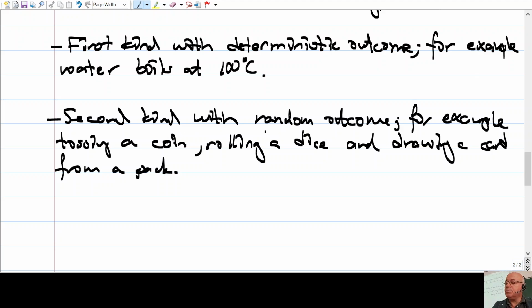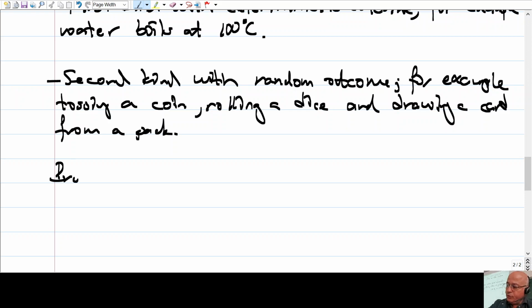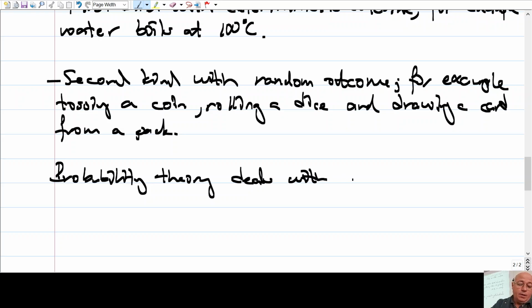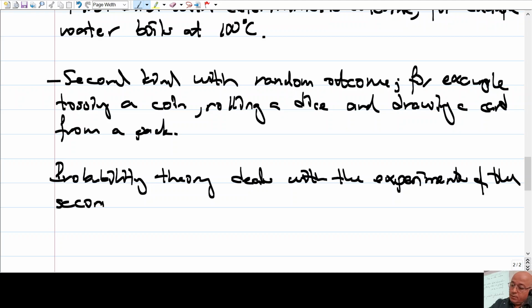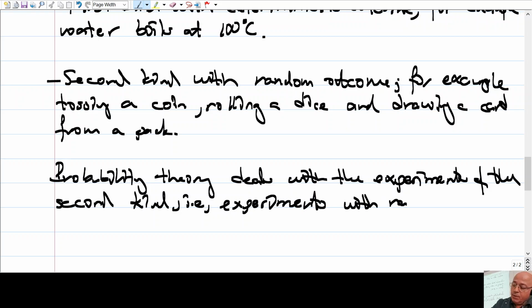So these are experiments with random outcome, and probability theory deals with experiments of the second kind, okay, not the first kind. So probability theory deals with experiments of the second kind. In other words, experiments with random outcomes.